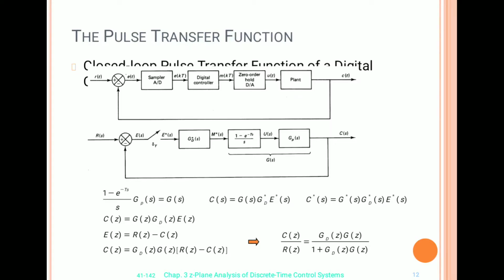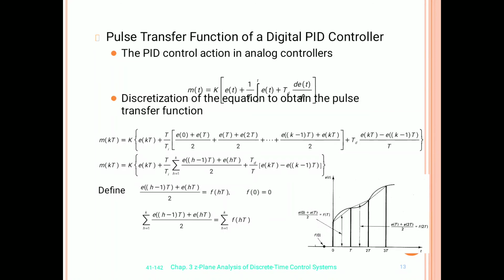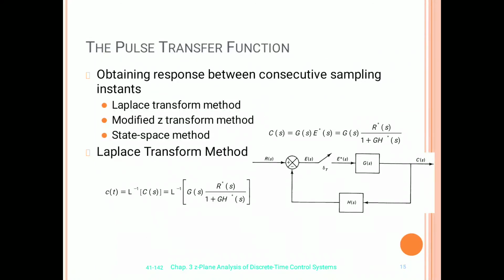All terms are same. Then for this we are doing the same analysis for finding the ratio of the Z transform of output to the Z transform of input. We will get GD(z) into G(z) upon 1 plus GD(z) into G(z). This is the pulse transfer function for this particular closed loop system, which includes the zero order hold as well as the various sampled signals as well as the digital controllers. So there are various examples we can solve with the help of these zero order holds and various systems.